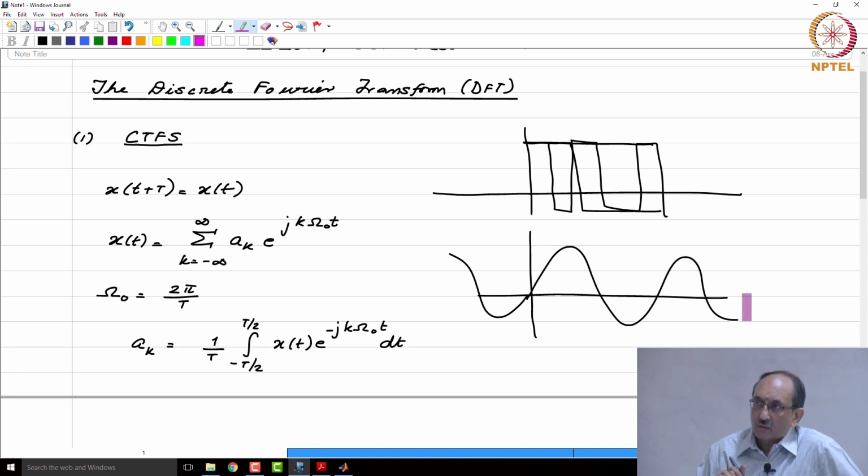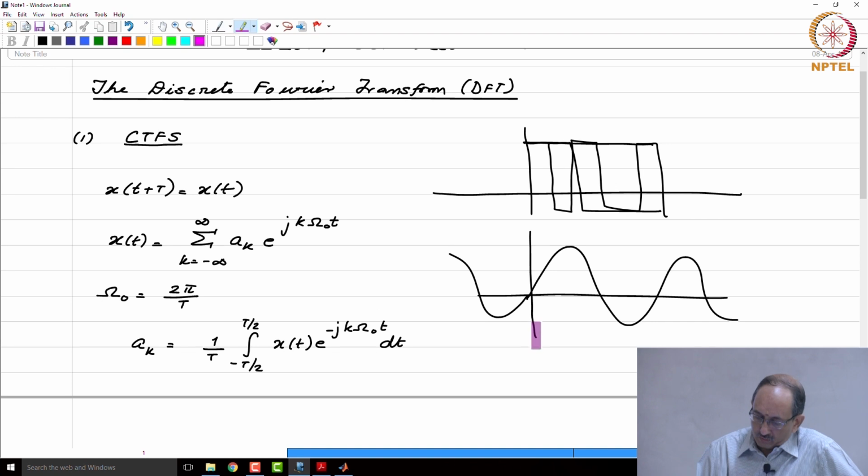given signal, and you would call this as being band limited, because there are only two coefficients. The frequency components will be minus k omega naught and plus k omega naught. There are no other coefficients. Therefore, this is what is called a band limited signal, right.